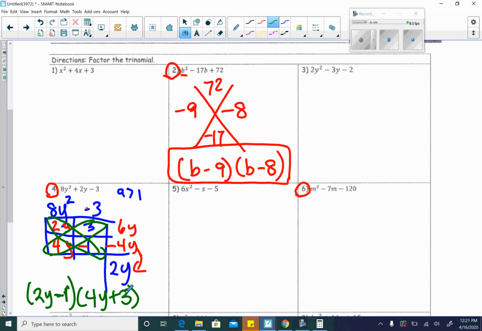Remember, always check your answers, especially when you're taking tests or quizzes. Multiply it out and see if you get that up there.